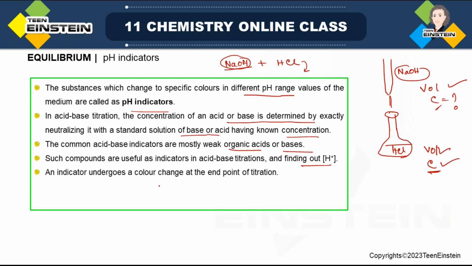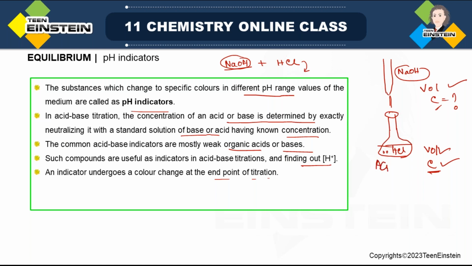An indicator undergoes color change at the end point of titration. So end point of titration means what? Initially, suppose you have taken HCl and NaOH amount you have not added at all. Now, some indicator, suppose 2 to 3 drops, is already present here, and it is showing some specific color in the acidic medium. Now you are adding NaOH.